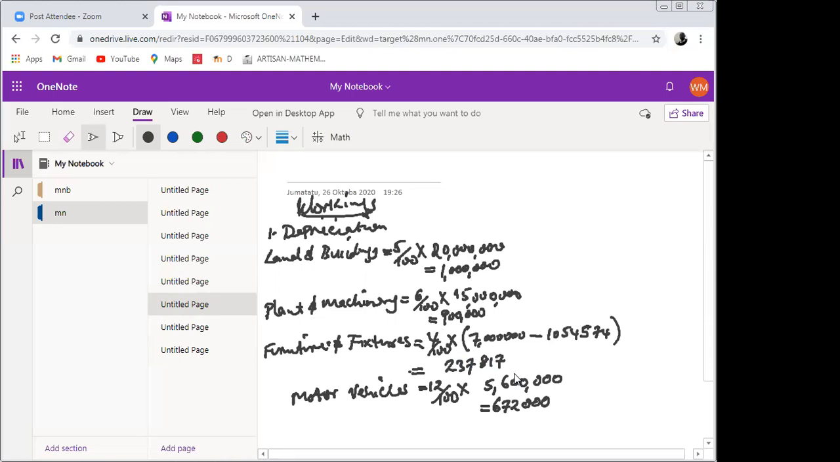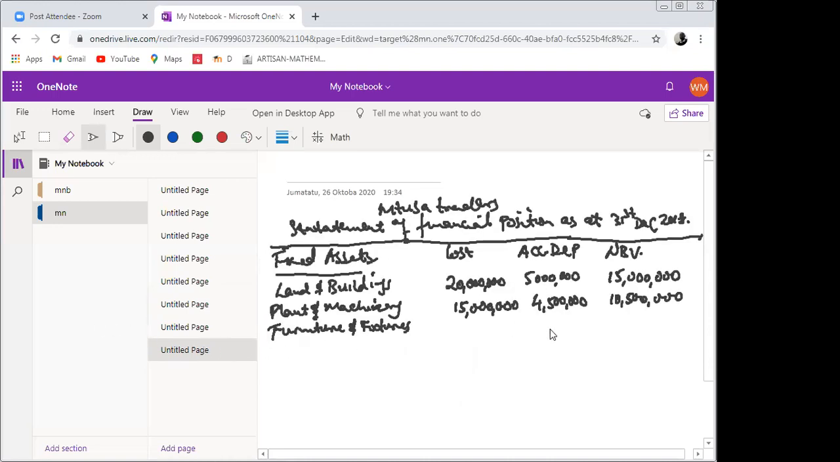So 1,054,574 plus 237,817. It's 1,292,391. Now the cost of that is, yes, 1,054,574 plus 237,817. You get this, and that is the accumulated depreciation.